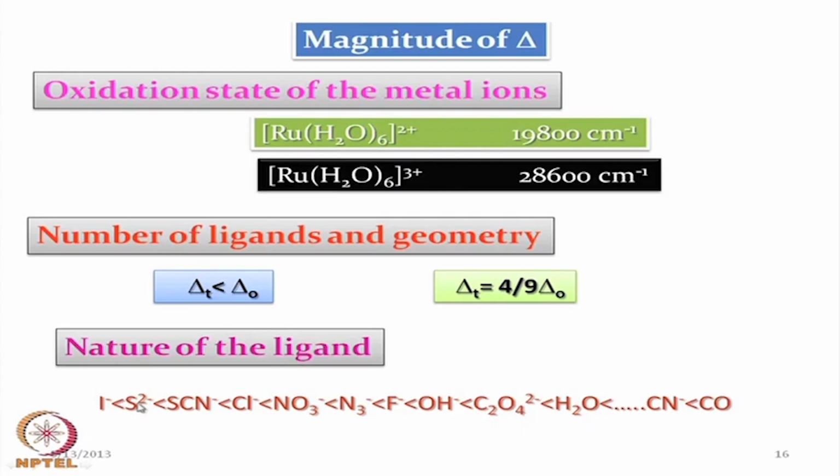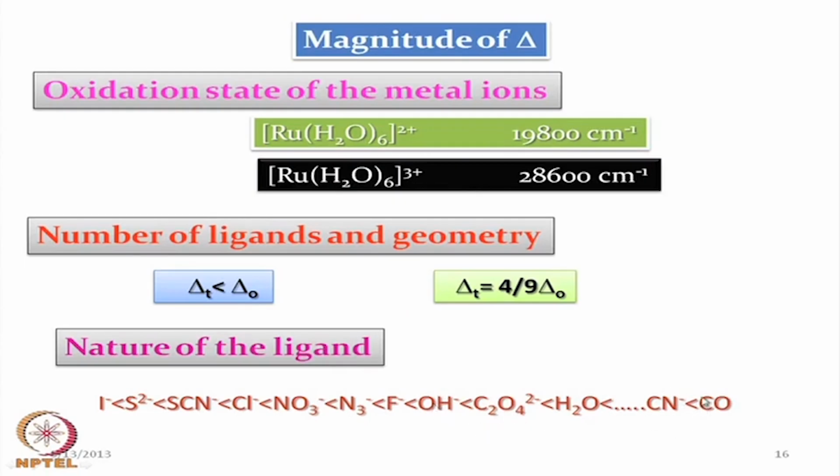So if we put sulfide and thiocyanate, sulfide will be less than thiocyanate, and these are incorporated between I minus and Cl minus. So they have intermediate crystal field strength between I minus and Cl minus. Between Cl minus and F minus, we have these two, that means NO3 minus, the nitrate ion, and the azide ion. Then we have the hydroxide ion, then the oxalate ion and the water.